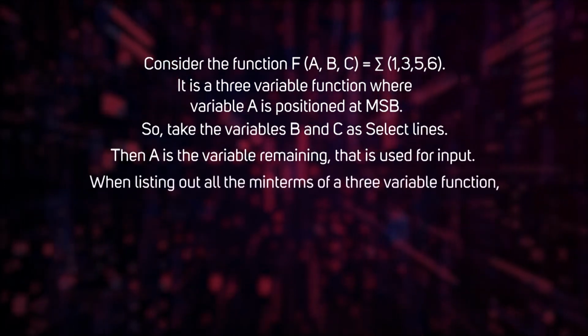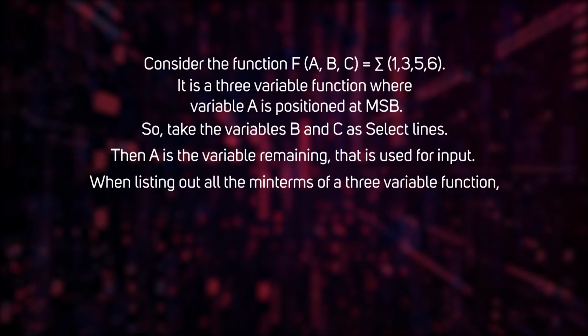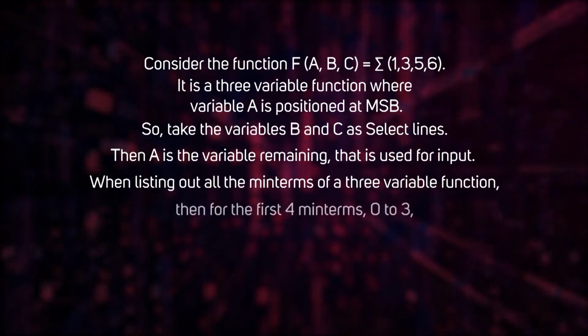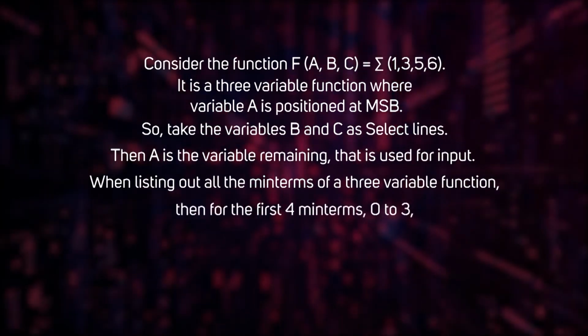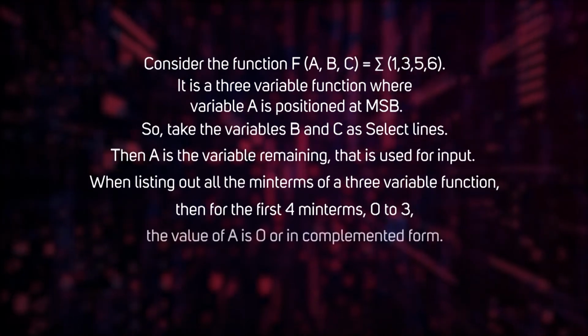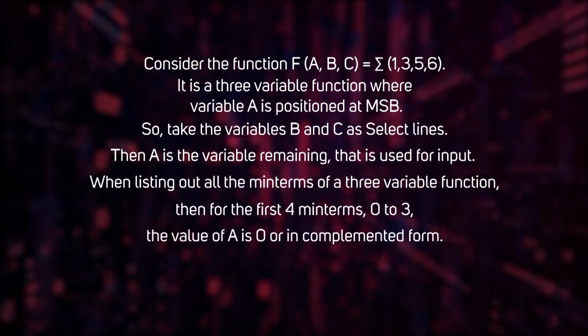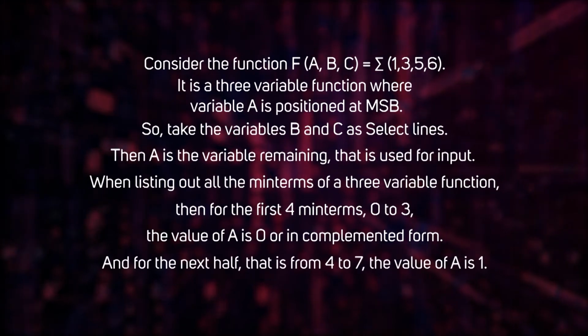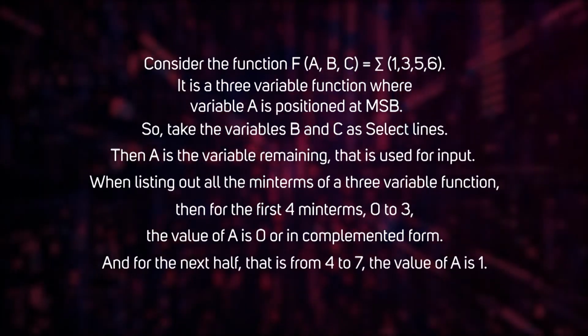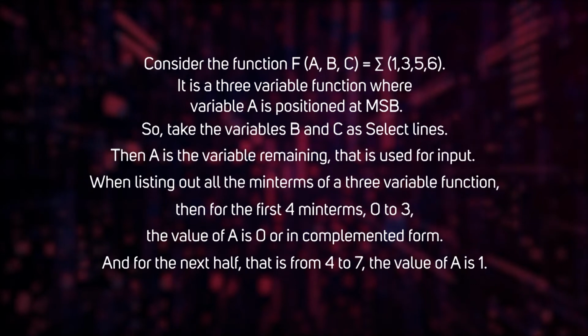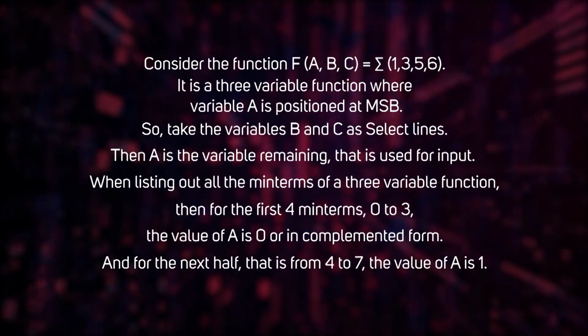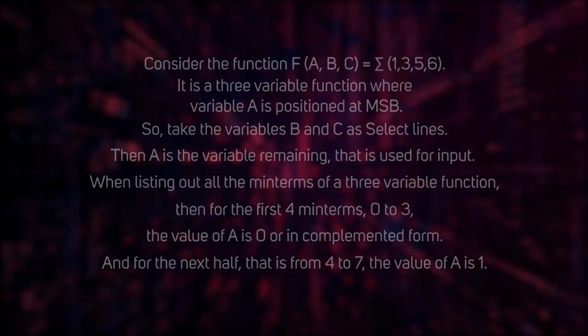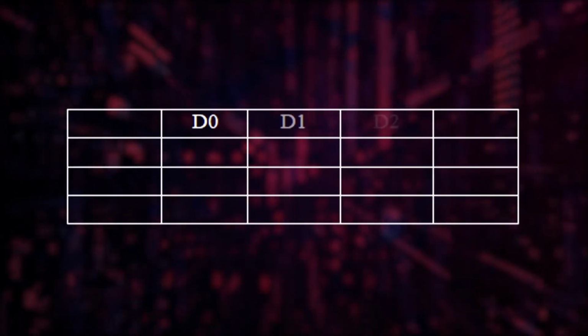When you list out all the min terms of a 3 variable function, you can see that for the first 4 min terms, 0 to 3, the value of A is 0 or in complemented form. And for the next half, that is from 4 to 7, the value of A is 1. Okay. What is next? We have to write the implementation table. For that, we list out the input labels of the multiplexer in the first row as the heading row. So, write D0, D1, D2, D3.